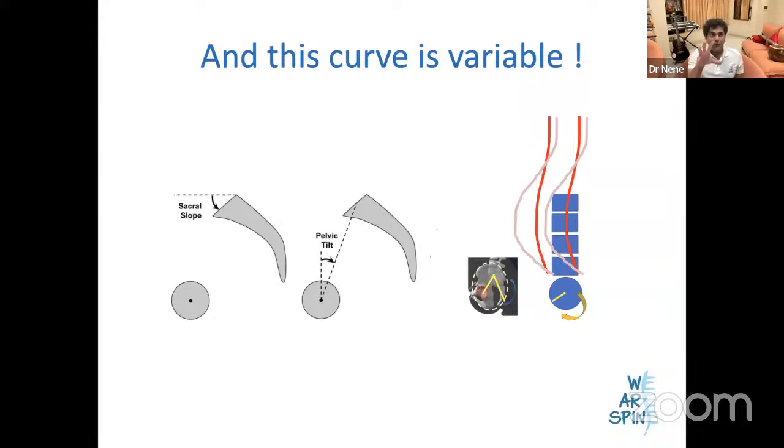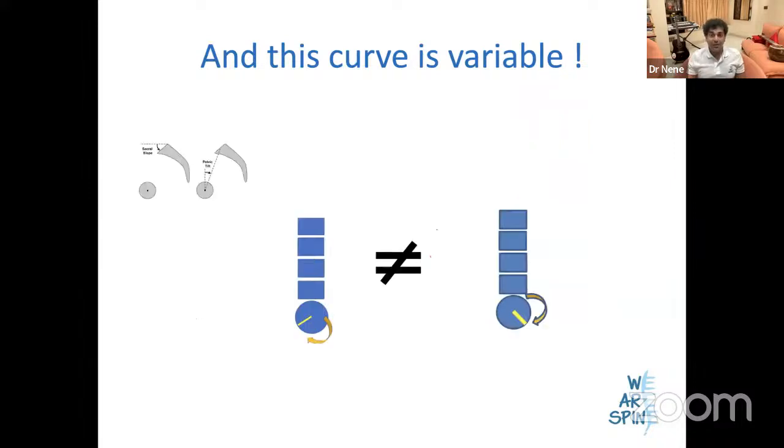Someone could have a front tilted pelvis with a high lordosis. Someone could have a back tilted pelvis with a high lordosis. Someone could have a front tilted pelvis with a low lordosis. So this combination is with two variables. There's nothing steady. None of these two are steady in the world or in the population. Am I understanding, or are you understanding what I'm saying?